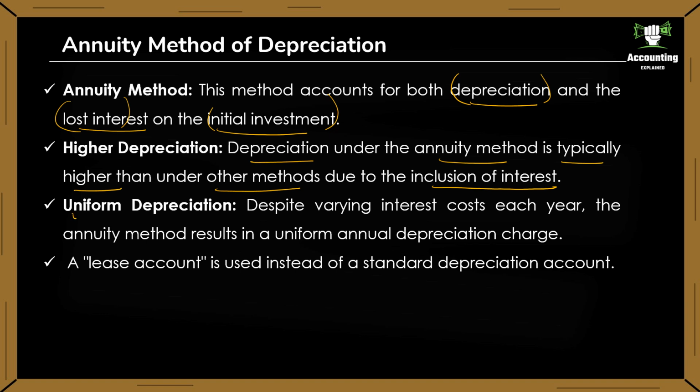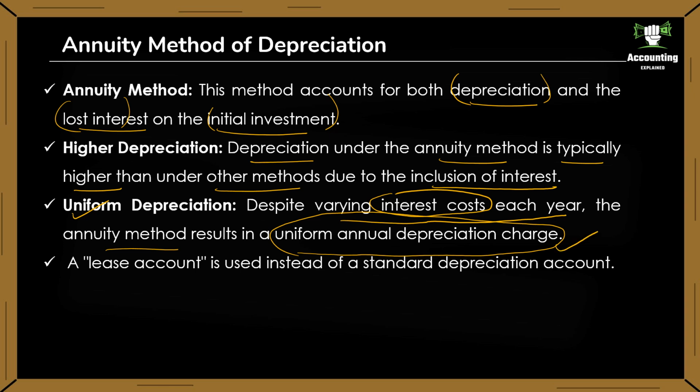Uniform depreciation. Despite varying interest cost each year, the annuity method results in a uniform annual depreciation charge. Only the interest cost will vary every year, but depreciation charge will remain the same for all the years, like the straight line method of depreciation. A lease account is used instead of standard depreciation account. We are going to open lease account and not a standard depreciation account under this method.